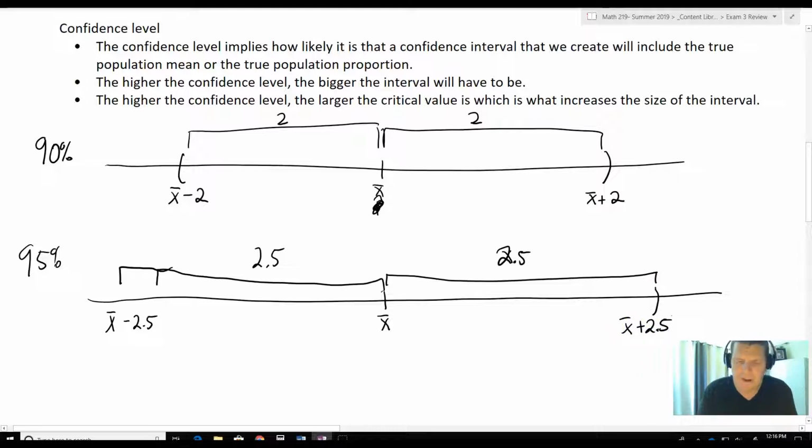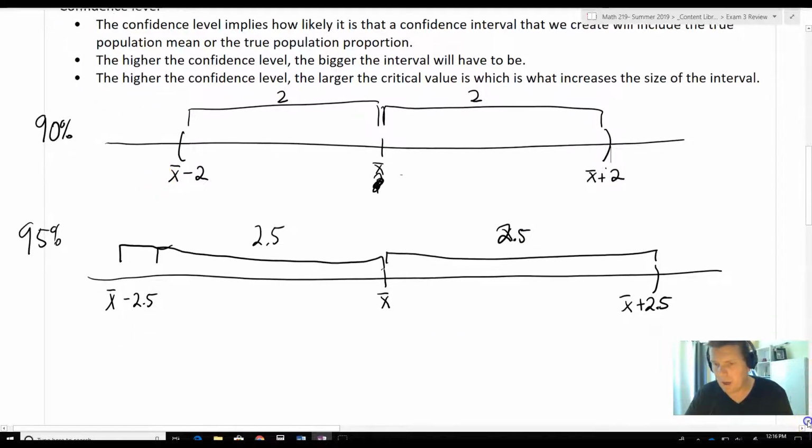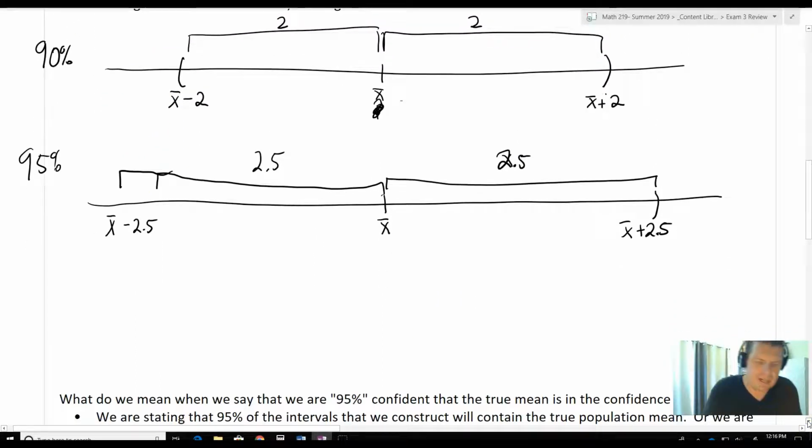Okay? And you want to notice that all we're doing is we're taking that point estimate and we're adding it, right, to get the upper bound and subtracting it to get the lower bound. That's always what you do in a confidence interval. That's just how they work. Okay? And now let's look at a 99%.